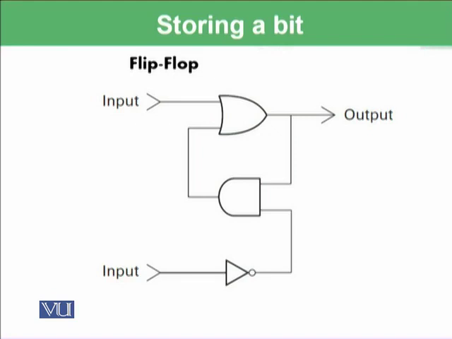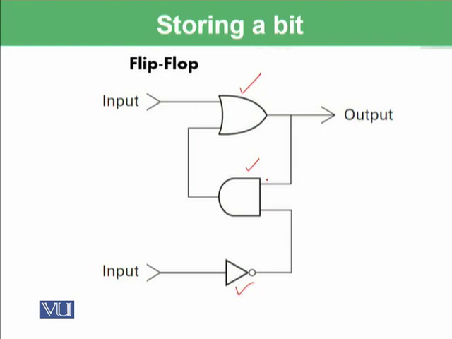So you are familiar with the concept of OR gate, AND gate and NOT gate. In OR gate, you know that if either of the inputs is 1, it produces an output of 1. AND gate, if both of the inputs are 1, then it produces an output of 1. And NOT gate always toggles the input. So this circuit is a special circuit which has been made to store one bit in the main memory.